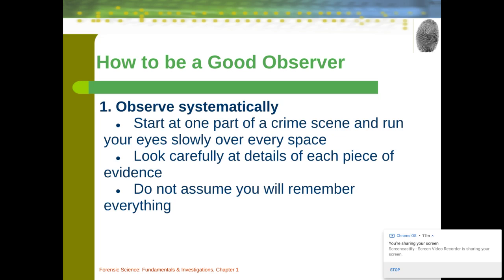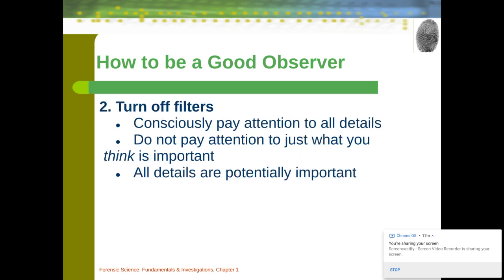So, first of all, let's look at how to be a good observer. First of all, you need to be systematic. So, you need to slowly go over everything in the crime scene. Look carefully at each detail and each piece of evidence, and don't assume that you're going to remember anything. So, you put everything into a notebook, you document it.